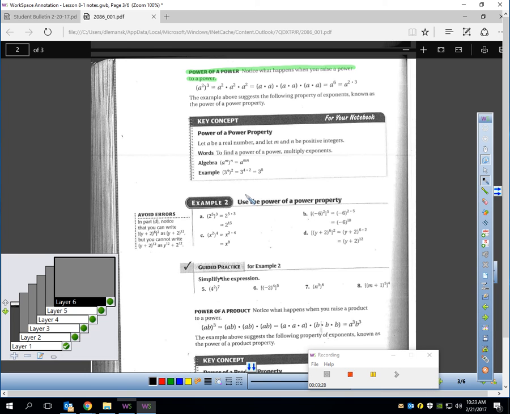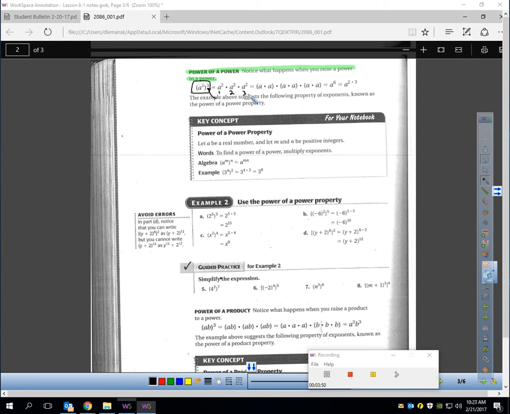The second type of exponent property we're going to learn today is called power of a power. Notice what happens when you raise a power to a power, like here. A squared to the 3rd power. Now, doesn't 3rd power mean 3 factors? So look what they write. 1, 2, 3 factors of a squared. A squared means a times a.